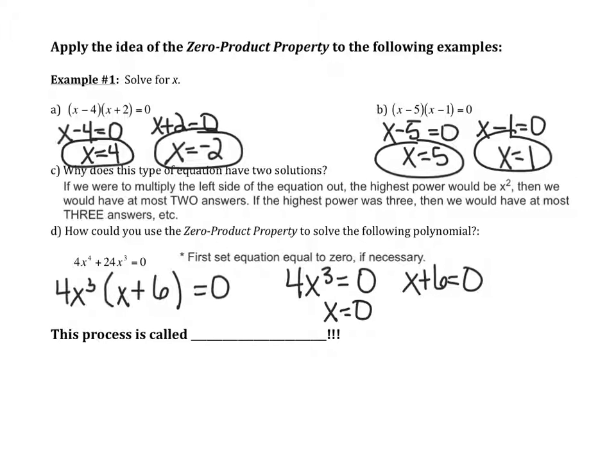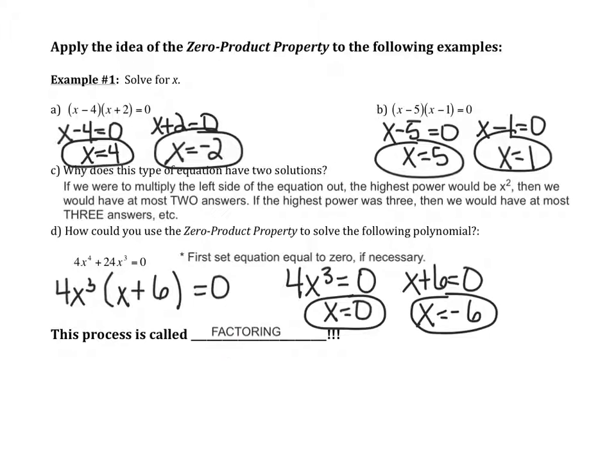So in this case, it would be x equals 0. And in the second case, what plus 6 would give me 0? So basically, you just subtract the 6, so I get x equals negative 6. So my two answers are x equals 0 and x equals negative 6. This process is called factoring.